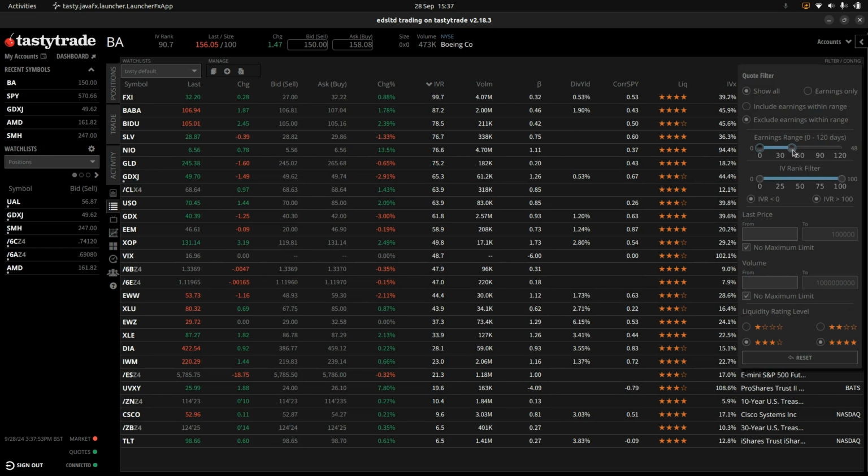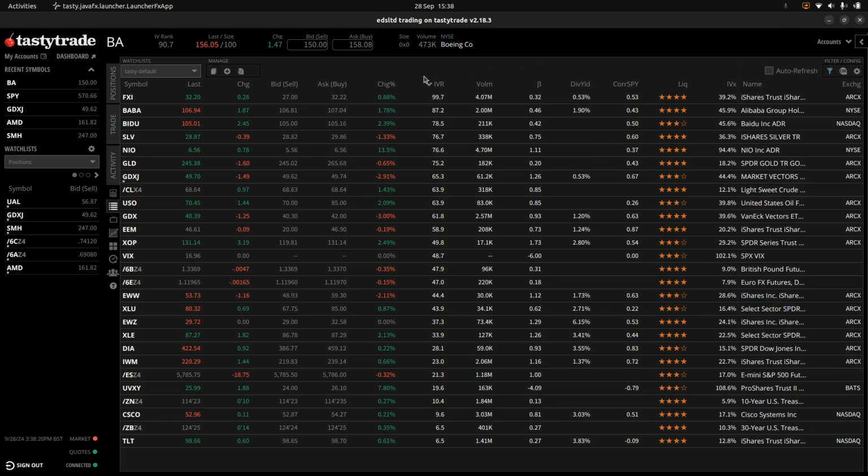The reason for this is because earnings can have a negative effect on your P&L. It can mess up your deltas, increase volatility, and all these things are not good for your position. So we want to avoid earnings, so we filter out every underlying that has earnings over the next 48 days. We can also filter out everything that has a low liquidity level.